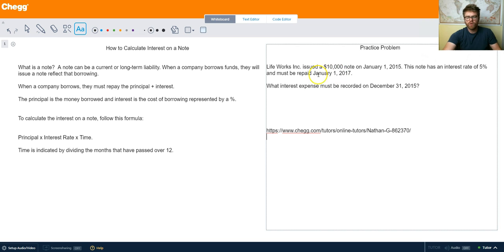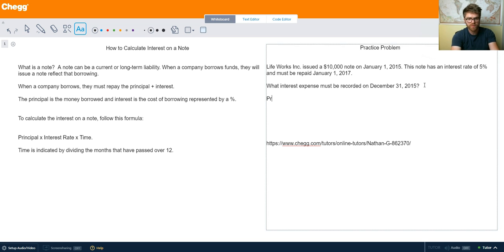So, LifeWorks Inc. issues a $10,000 note on January 1st, 2015. This note has an interest rate of 5% and must be repaid January 1st, 2017. What interest expense must be recorded on December 31st, 2015? Well, looks like 1 year has passed. So this one's not too difficult.